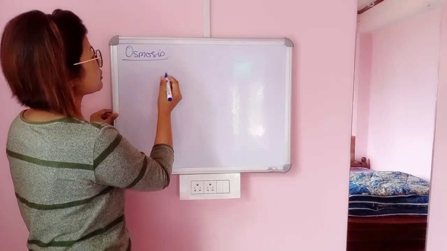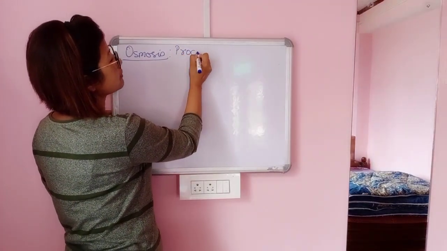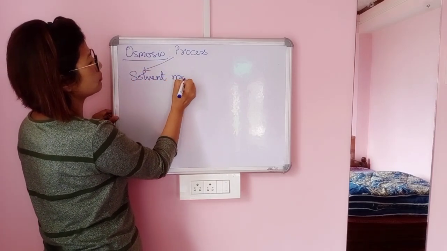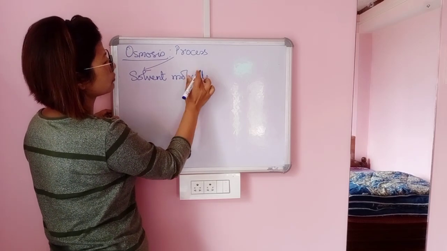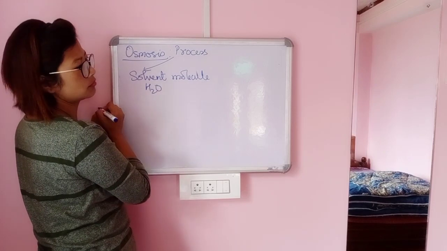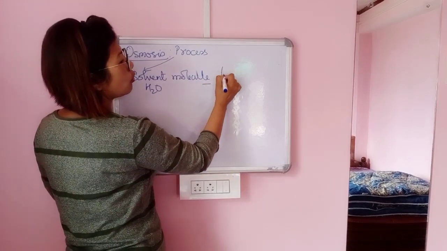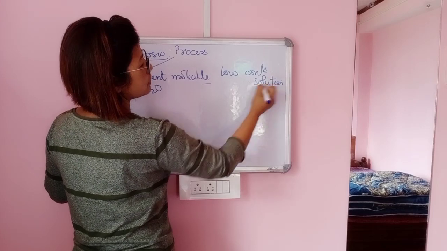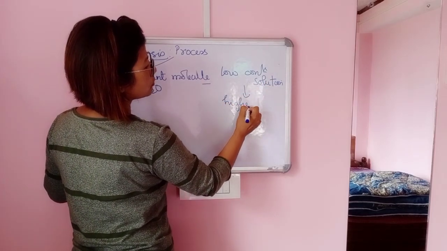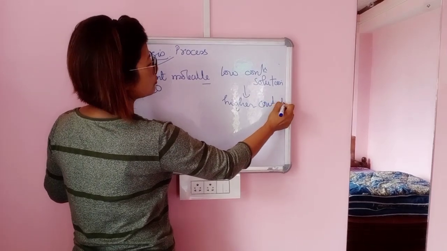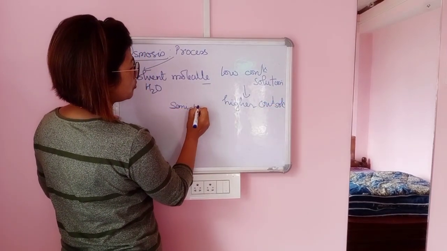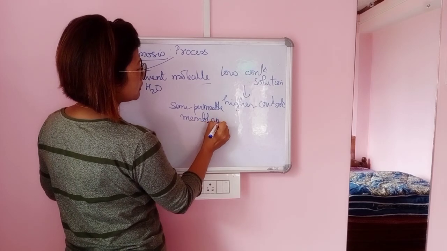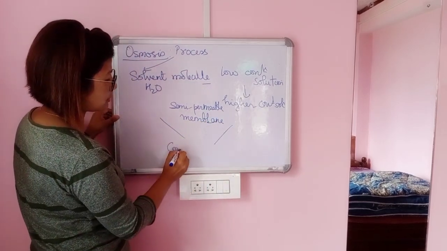So what is osmosis? Osmosis is the process in which the solvent molecule, or we can say water, moves from a low concentrated solution, remember, low concentrated solution, to a higher concentrated solution through a semi-permeable membrane. Till when? Till the concentration is the same.